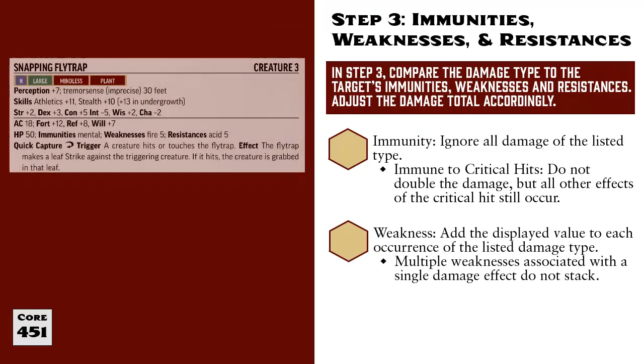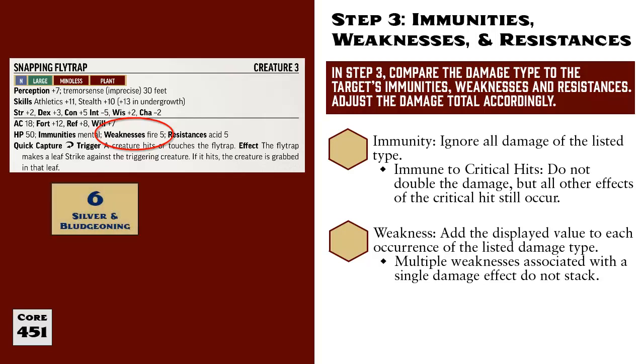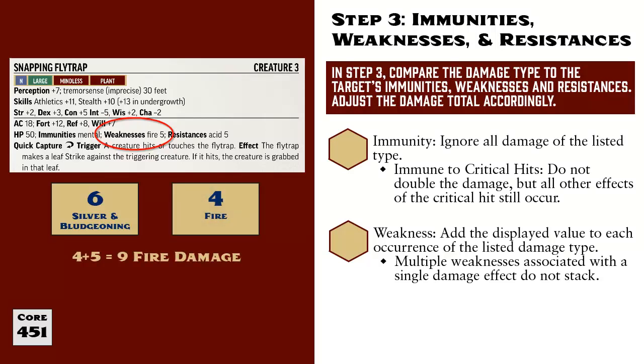Weaknesses will include a value in their listing, such as Fire 5. Whenever such a creature suffers fire damage, you simply add 5 points to it. So say you strike a monster that has a weakness of Fire 5 with our Flaming Silver Warhammer and roll 6 points of silver bludgeoning damage and 4 points of fire damage. That would increase the fire damage by 5, making it 9 points of fire damage for a total of 15. When a creature has a weakness to more than one trait of a single damage effect, they only suffer the single highest weakness value, and this can be a little tricky.